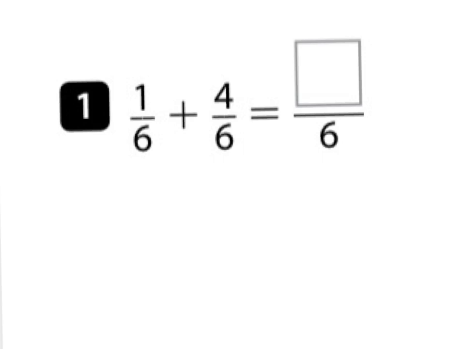Alright, remember your denominators always stay the same. And then you simply add your numerators. 1 plus 4 is 5. So 5/6 is our sum.